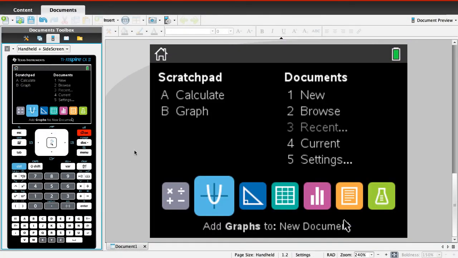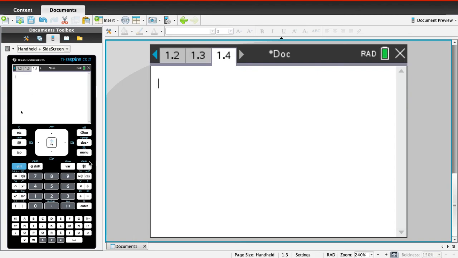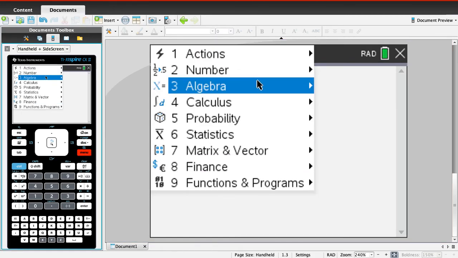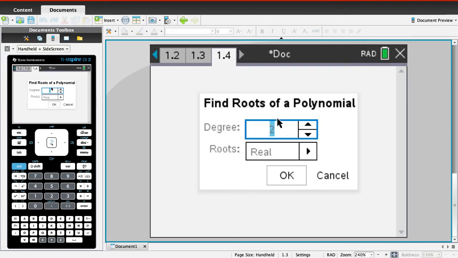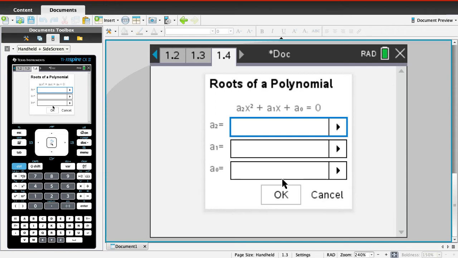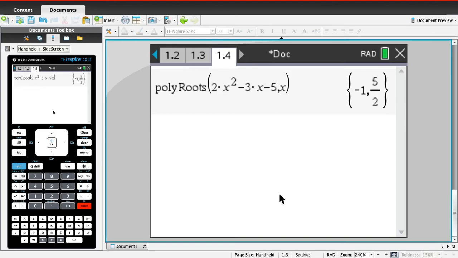Now, again, I want to mention another feature. So if I go to the calculator screen, hit Menu, Algebra, Polynomial Tools, find the roots of a polynomial, leave it as degree 2, leave it as real, I can type in these same numbers and it will actually give me what those roots are as well. -1, 5 over 2. Pretty cool.